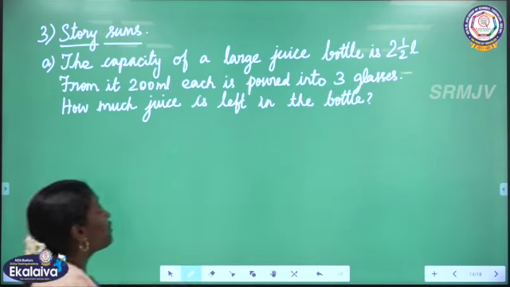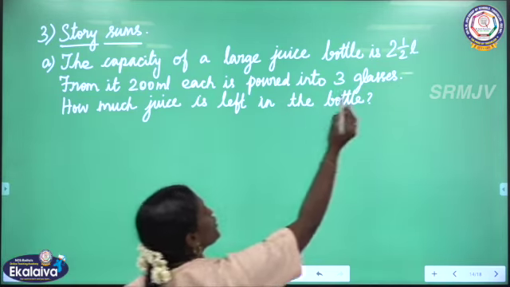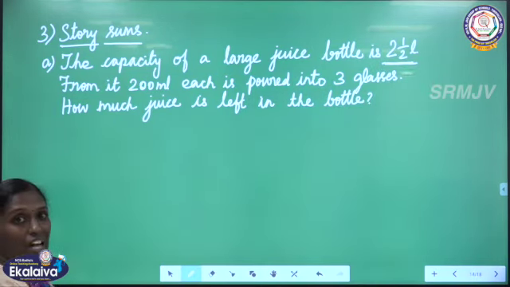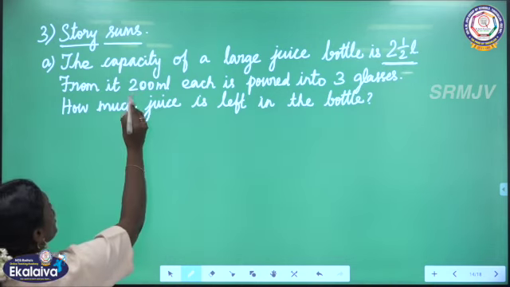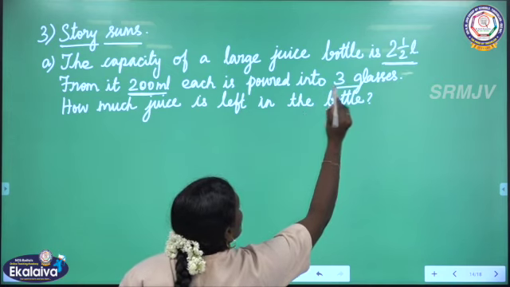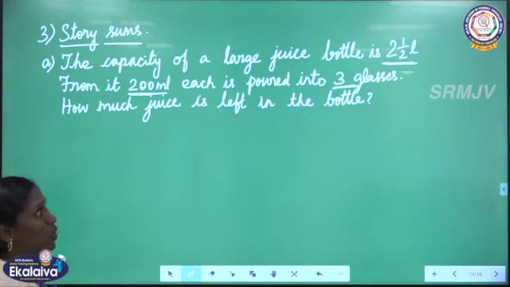The next one, word problem. The capacity of a large juice bottle is 2.5 liter. The capacity of the large bottle is given, that is 2.5 liter. From it, 200 milliliter each is poured in 3 glasses. Here how much juice is left in the bottle?